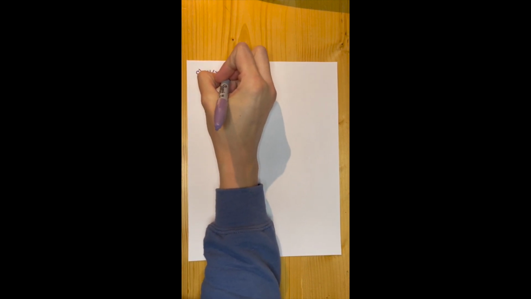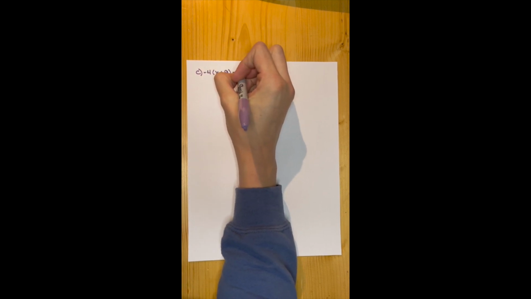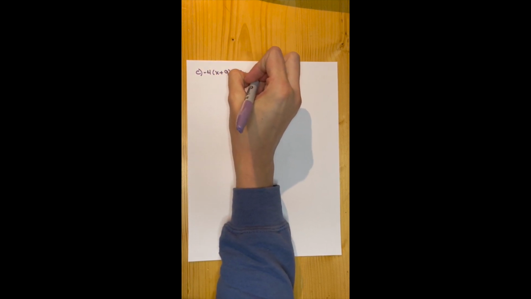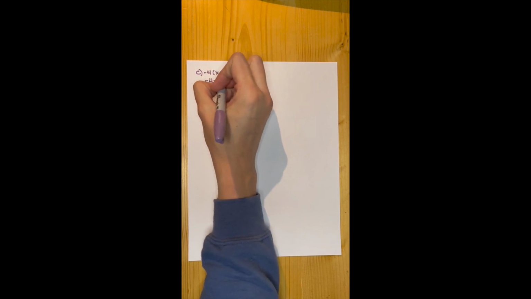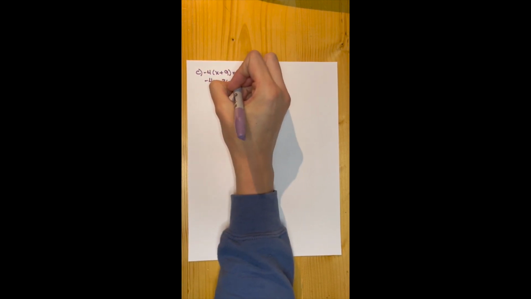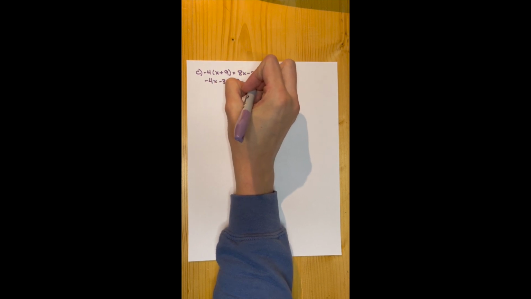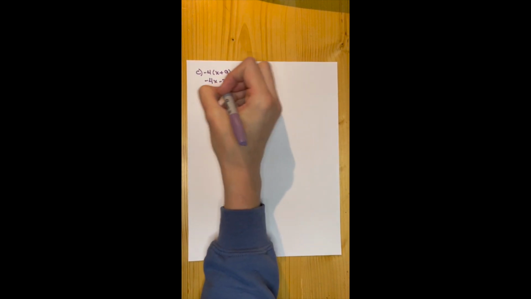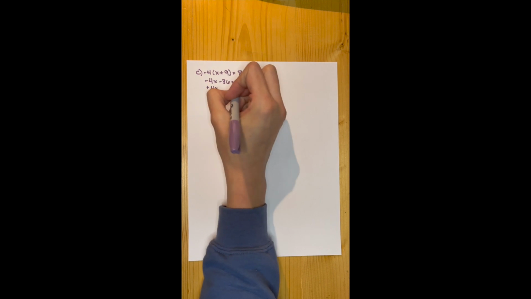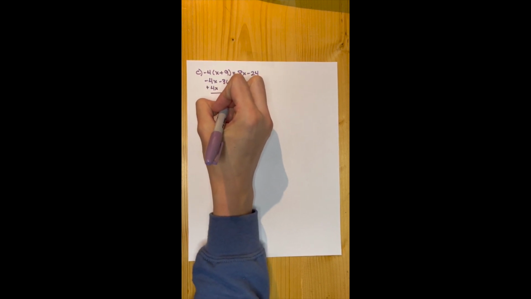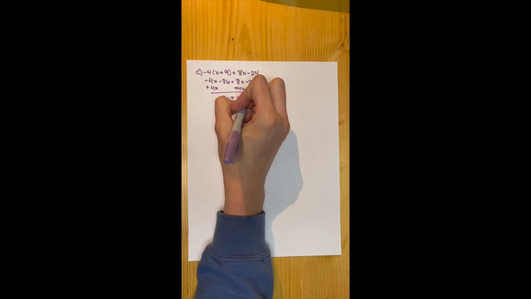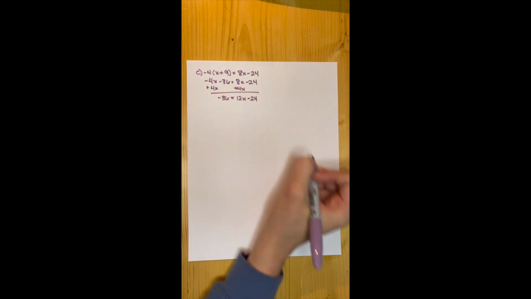All right, letter C. We have negative 4 times x plus 9 equals 8x minus 24. I'm going to distribute this negative 4 here. Once again, I could have divided it, but then I'd be dividing the 8x and the 24 by 4. So in this case, we're just going to distribute it. We get negative 4x minus 36 equals 8x minus 24. I'm going to add 4x on both sides. Negative 36 equals 12x minus 24.